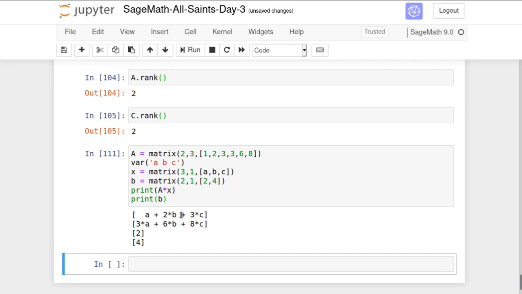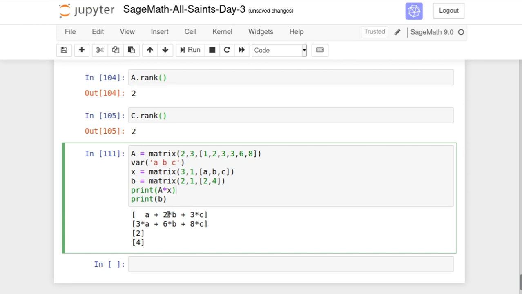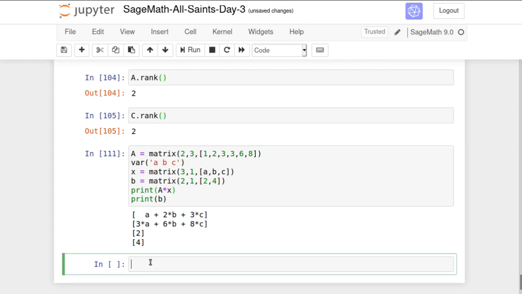So the system of linear equations that we have to solve is this. a plus 2b plus 3c is equal to 2. 3a plus 6b plus 8c is equal to 4. This is the system we have. Or we can even reduce it to two variables, that's also possible. Okay, we'll just see what's happening after that. So the system of equations we have to solve is a plus 2b plus 3c equal to 2 and 3a plus 6b plus 8c equal to 4. This is the system we have.